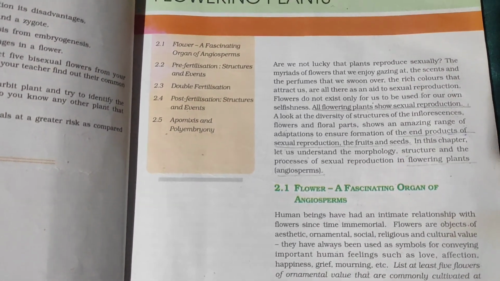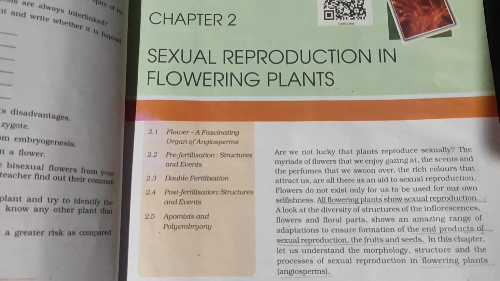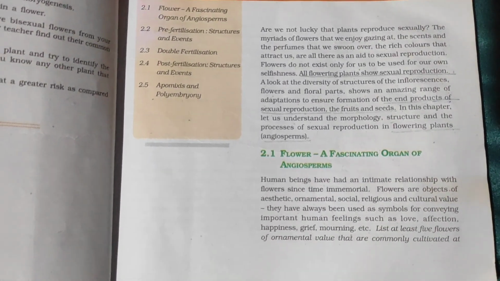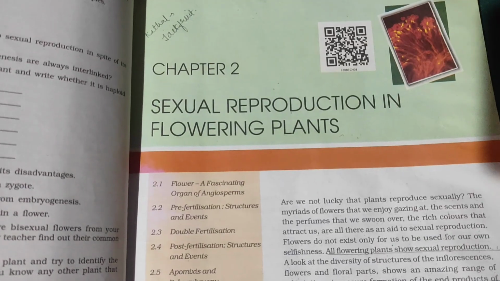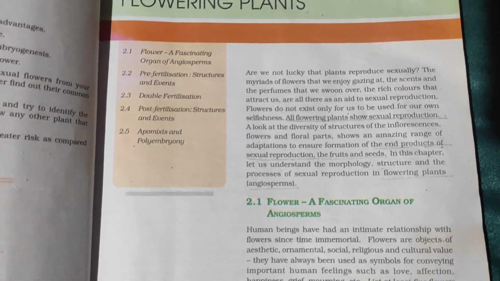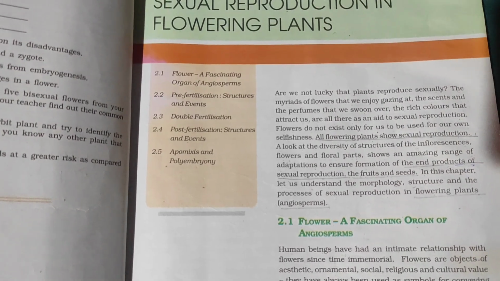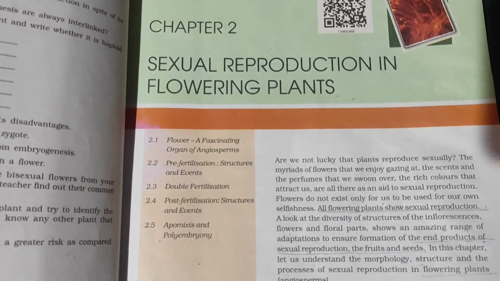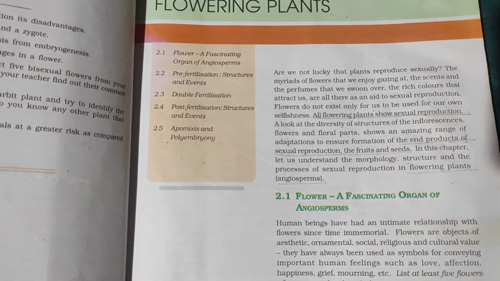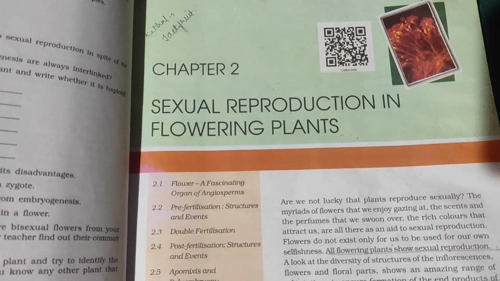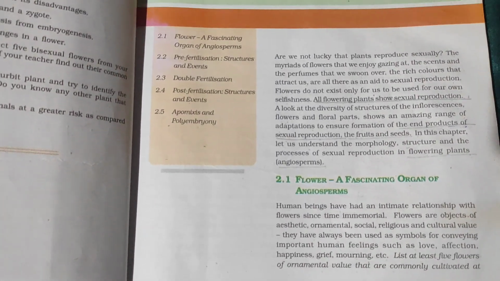3 cells are grouped together at the micropylar end and constitute the egg apparatus. The egg apparatus in turn consists of 2 synergids and 1 egg cell. The synergids have special cellular thickenings at the micropylar tip called the filiform apparatus, which play an important role in guiding the pollen tube into the synergid. 3 cells at the chalazal end are called antipodals. The large central cell, as mentioned earlier, has 2 polar nuclei. Thus, a typical angiosperm embryo sac at maturity, though 8-nucleate, is 7-celled.